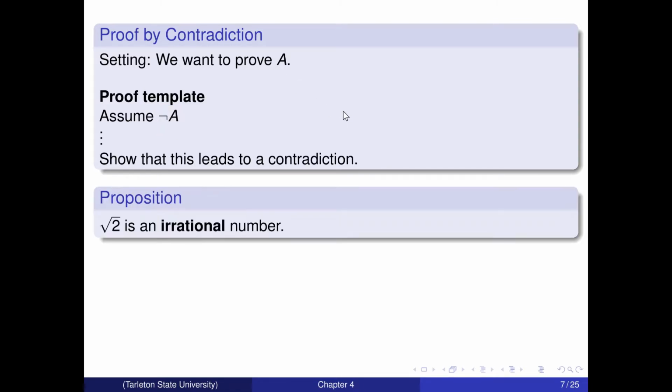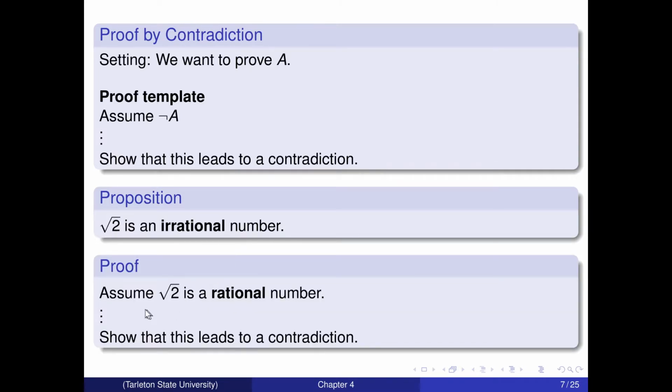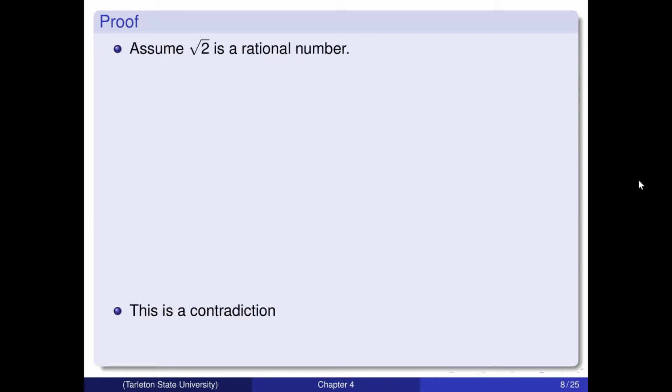And one of the most classic examples of a proof by contradiction is the proof that the square root of 2 is an irrational number. So let's think about how that's going to work in this setup. We want to prove the square root of 2 is irrational. So the way we're going to do this is we'll assume that the square root of 2 is not irrational. In other words, we'll assume that it is rational, and we'll show that this leads to a contradiction. So let's go ahead and get into that on the next slide.